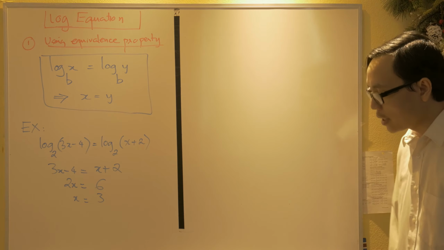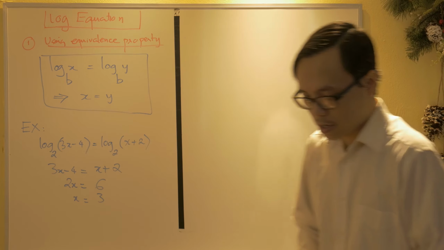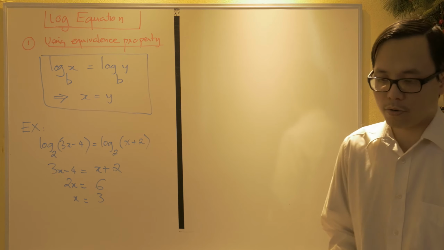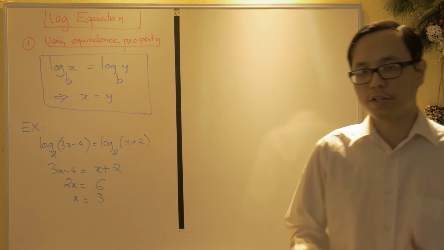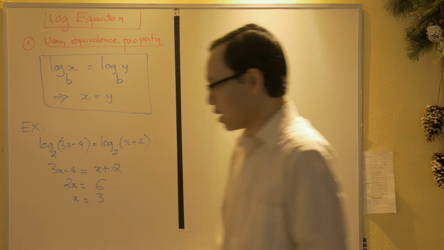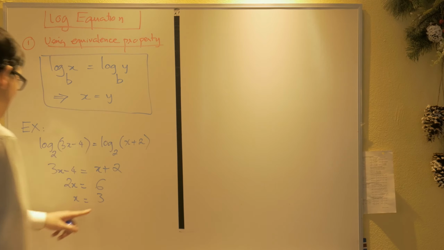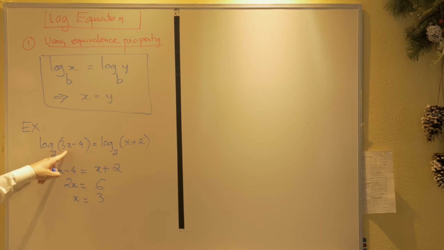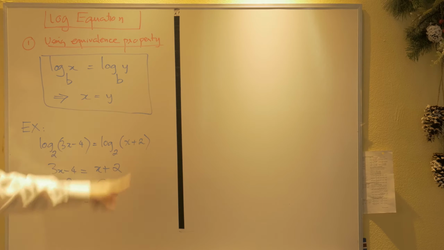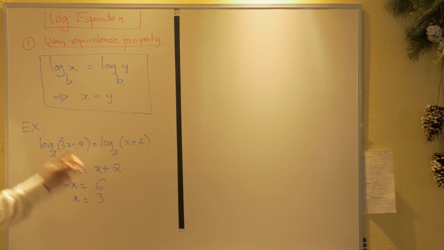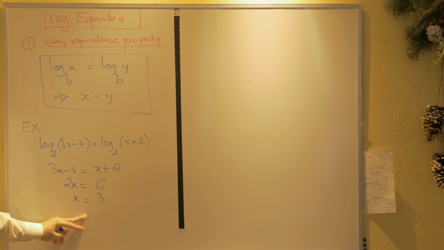And again, as with any other equation, every time you get the solution, you need to plug it back to check if the answer is correct or not. So you plug it in here, right? 3 times 3 is 9, minus 4 is 5. Over here, 3 plus 2 is 5, so it is the same. It means that the equation is satisfied.